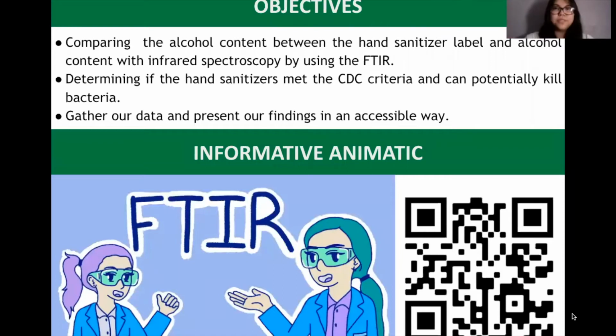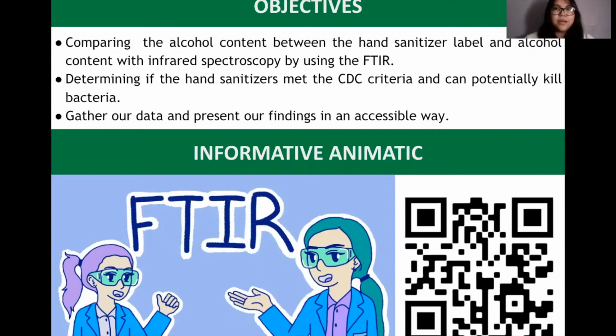Our objectives for this project are to compare the alcohol content between the hand sanitizer label and the alcohol content measured with infrared spectroscopy. We will also be determining if the hand sanitizer met the CDC criteria. Using our data, we will be presenting our findings in an informative animatic video explaining the basics of the FTIR machine and why it is very important and useful for our research. Scan the following QR code on the screen and watch it to learn more.